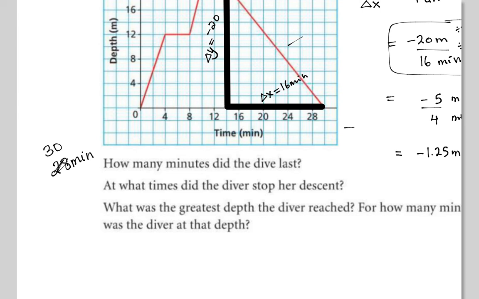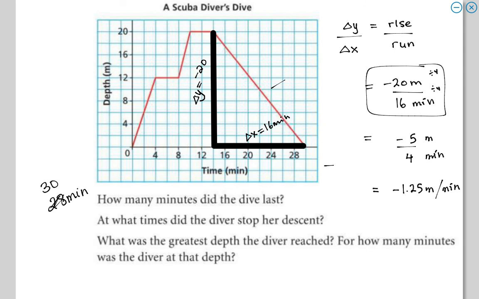And at what times did the diver stop her descent? Well, Batman stopped a couple times, right? At what times? 4 minutes and 10 minutes. So 2 answers there.